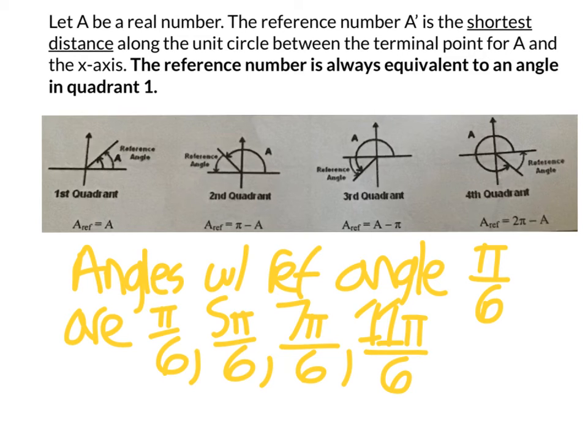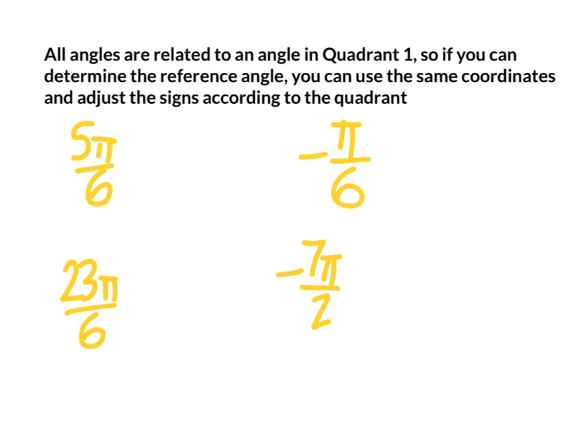This helps us with the symmetry in the circle, because we see that angles with a reference angle of pi over 6 are pi over 6, 5 pi over 6, 7 pi over 6, and 11 pi over 6. This means that they'll all have the same points, they'll just have different signs depending on which quadrant they're in. This helps us get to the idea that all angles are related to an angle in quadrant 1. So if you can determine the reference angle, you can use the same coordinates and adjust the signs according to the quadrant.